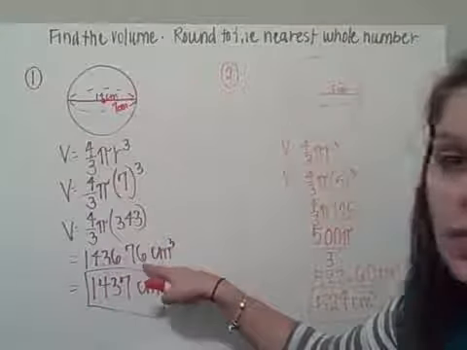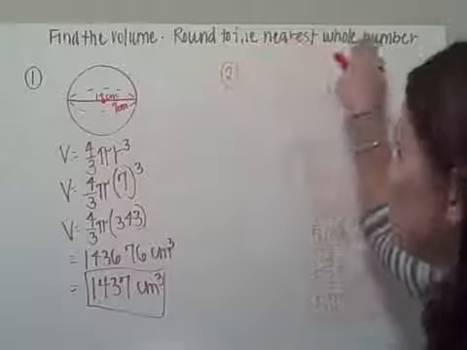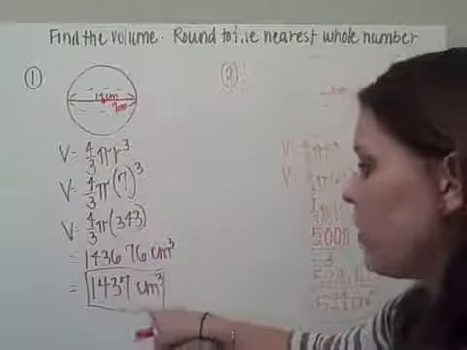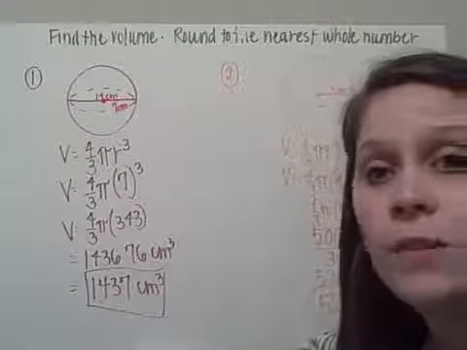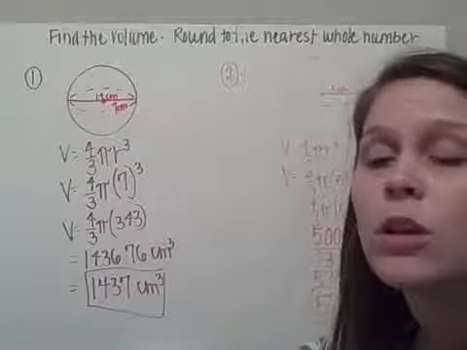1,436.76 centimeters cubed. Our directions told us to round to the nearest whole number. So I'm going to look at the 7. It's greater than 5, so I'm going to round up. So the volume of the sphere is 1,437 centimeters cubed.